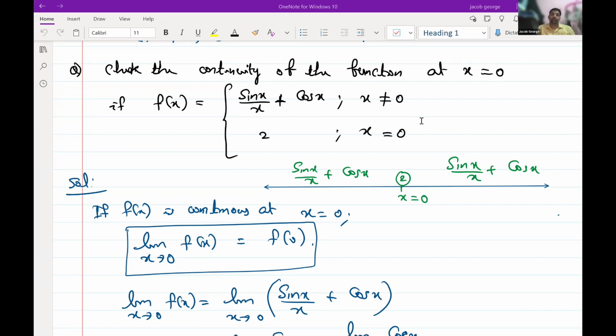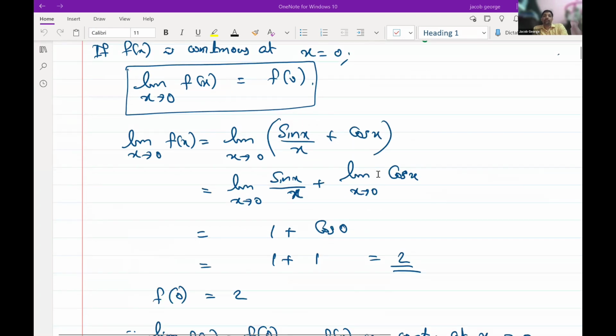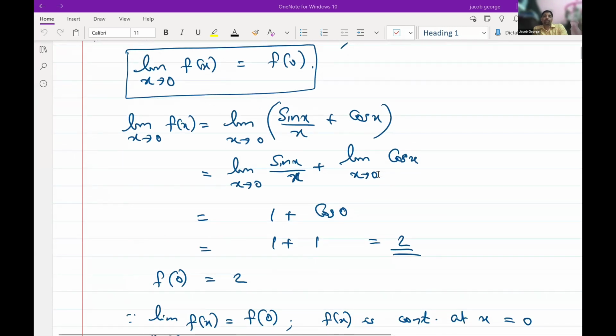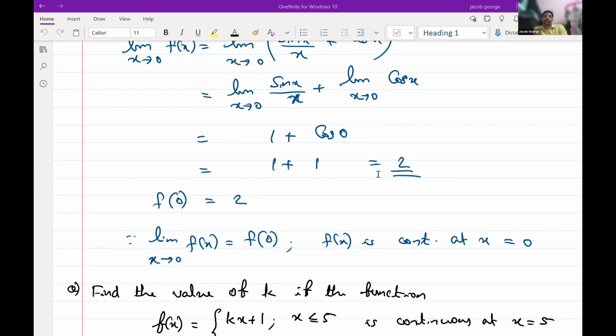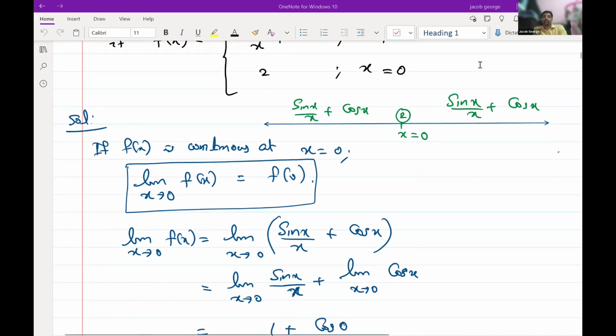Limit x tends to 0, f of x is limit x tends to 0, sin x by x plus cos x. So that comes like this, limit x tends to 0, sin x by x plus limit x tends to 0, cos x. So 1 plus cos 0, it is 1 plus 1, that is 2. So the limit is 2. F of 0 is also 2. Both are equal. Therefore, f of x is continuous at x equal to 0. Is it clear, children, this question? That limit, sin x by x, is 1.